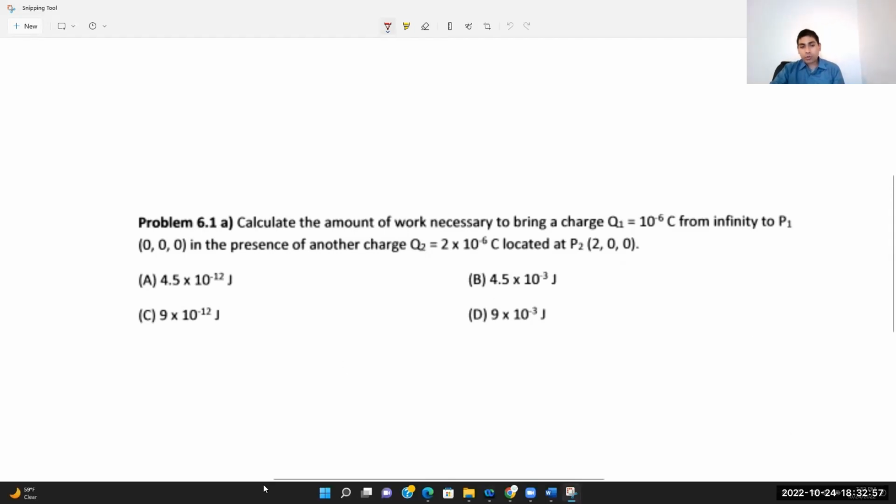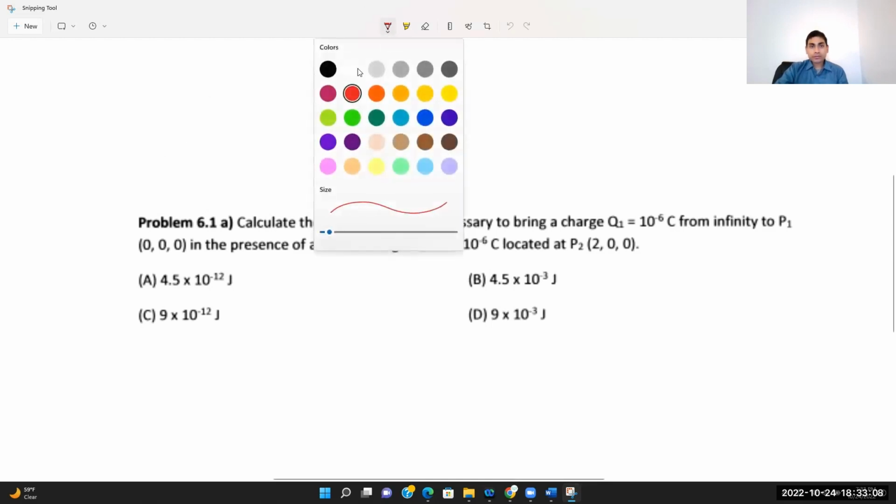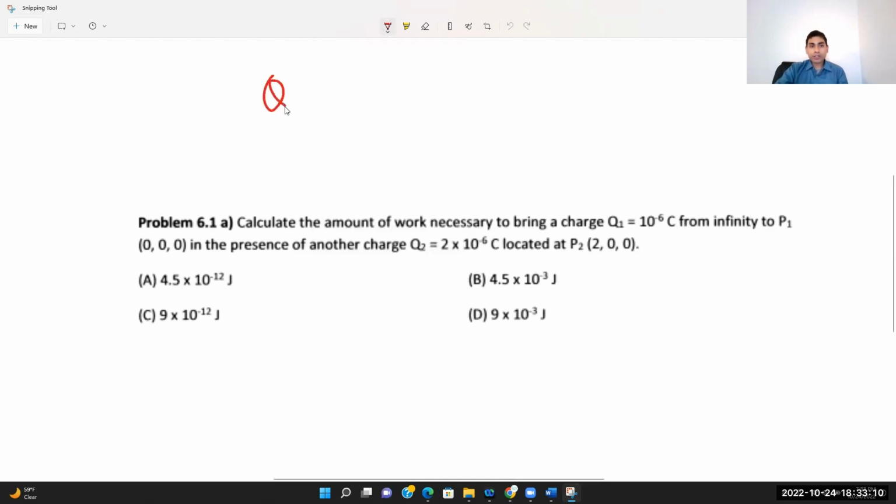So coming back to the question that we were trying to solve, it's a pretty straightforward question. Try to visualize what's happening over here. First of all, you have a charge Q1, then you have another charge Q2. The charge of Q1 is 10 to the power minus 6. The charge of Q2 is 2 into 10 to the power minus 6.